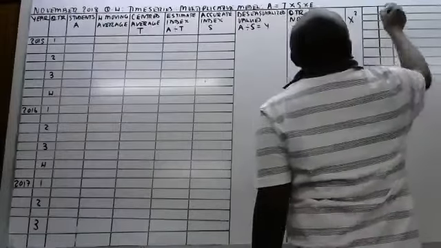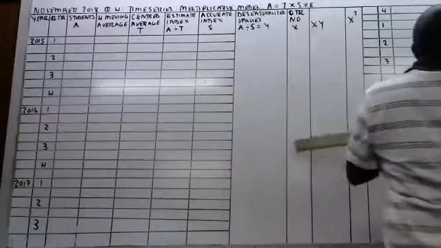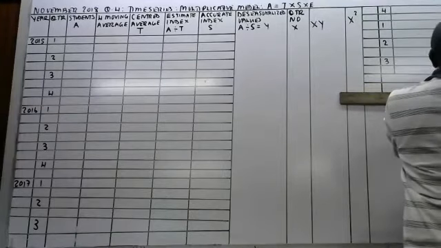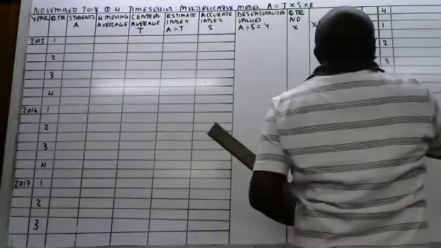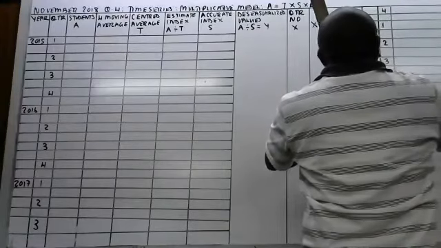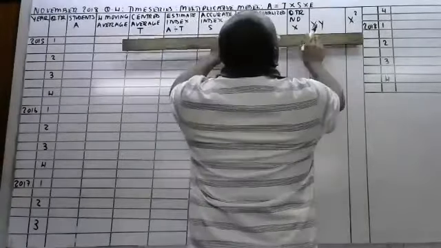So I skip one. I have 4. 1, 2, 3. So I need, then, that is for the year 2018. Okay.